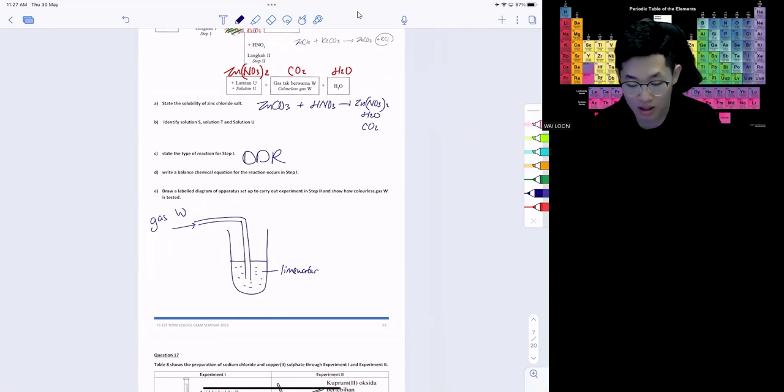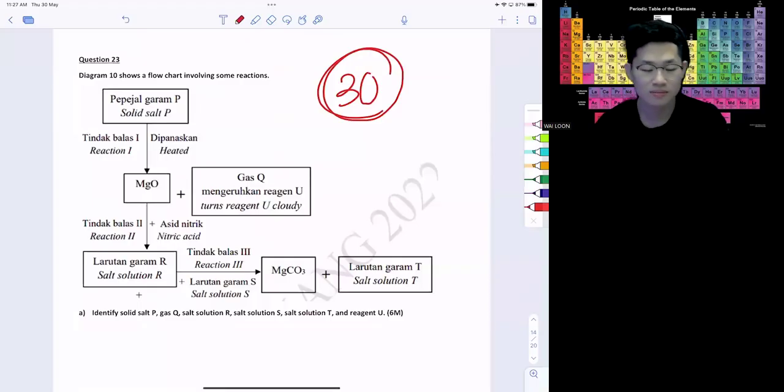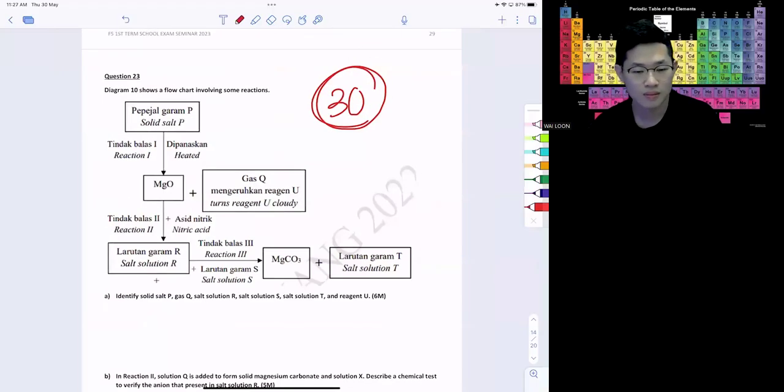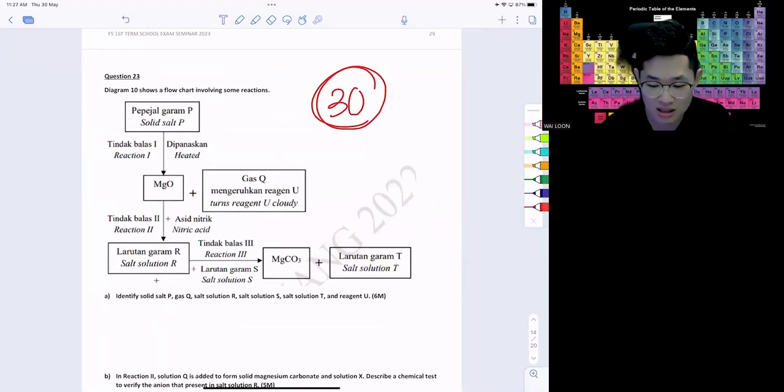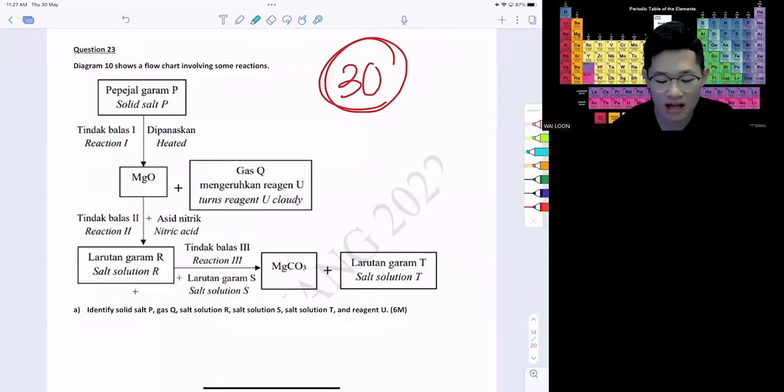I think we can try this one, page 30. Page 30. Page 30. So I want you to try yourself and find me all the unknowns, please.